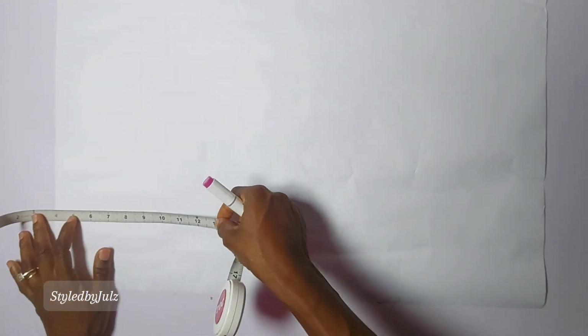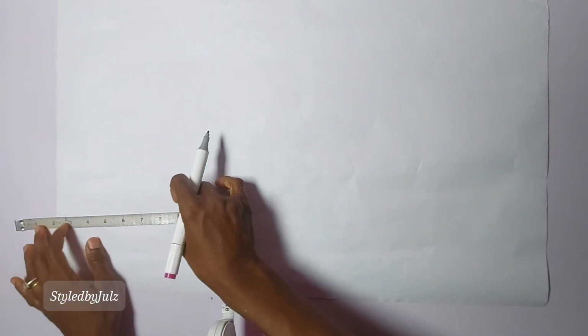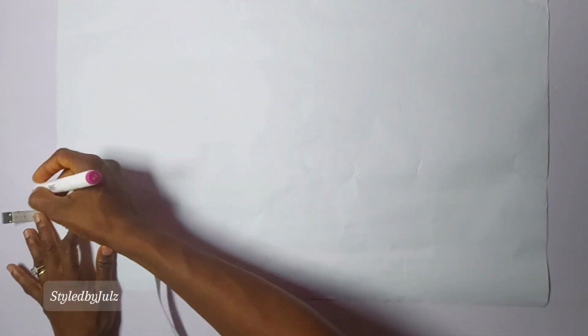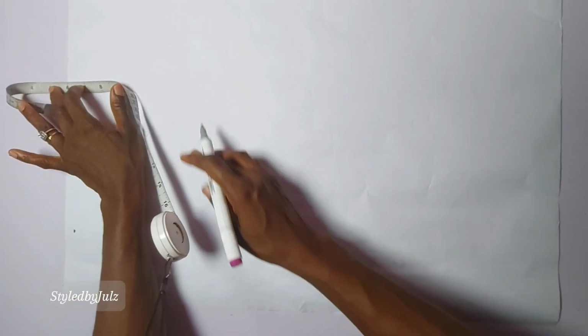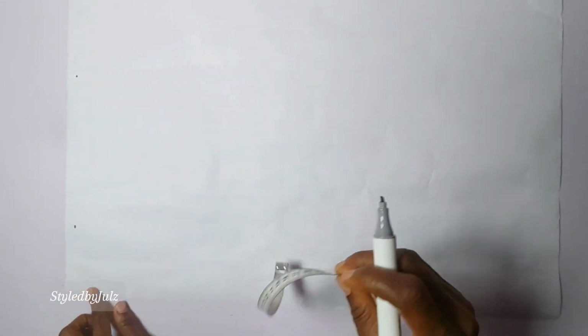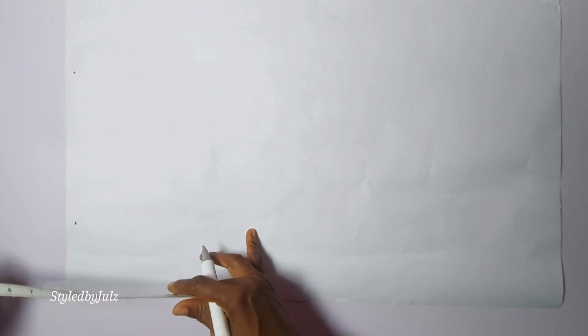So what I'm going to do right now is, I don't want to start from the very top of my paper. I'm just going to come down by half of an inch, so that will represent my start line. From that half of an inch, that's where I'm going to be indicating my bust point measurement. Bust point is from my shoulder to my bust, and my shoulder to my bust is 10 inches.